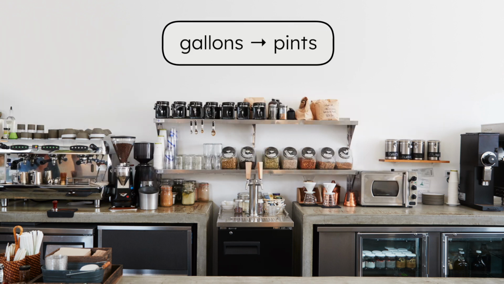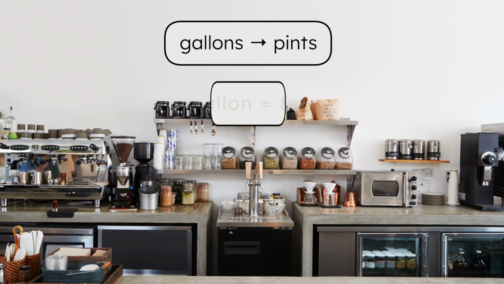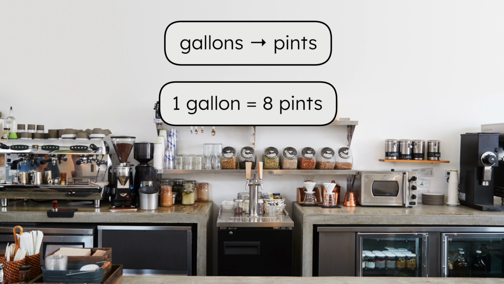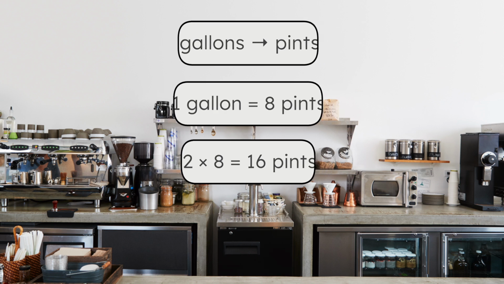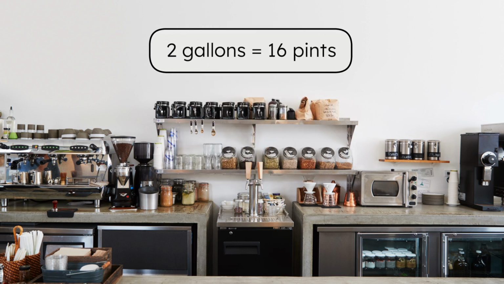We could also convert directly from gallons to pints. Since 1 gallon equals 8 pints, we multiply. 2 gallons times 8 pints equals 16 pints. Either way, we get the same amount and know that Mateo needs 16 pints of melted butter for the pastelitos.